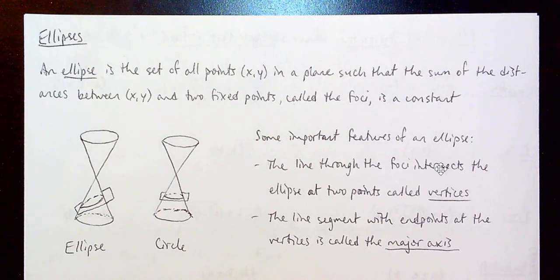An ellipse is the set of all ordered pairs, or set of all points, x comma y, in a plane such that the sum of the distances between each point x comma y and two fixed points called the foci, and foci is simply the plural of the word focus. So we don't say focuses, we say foci. The sum of the distances between x comma y and one focus and x comma y and the other focus, that sum is a constant.